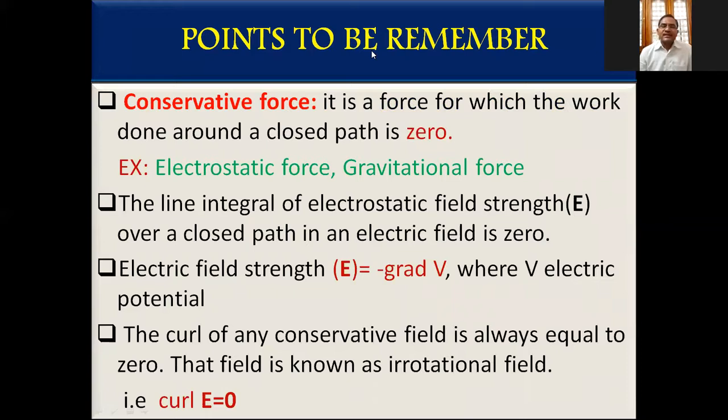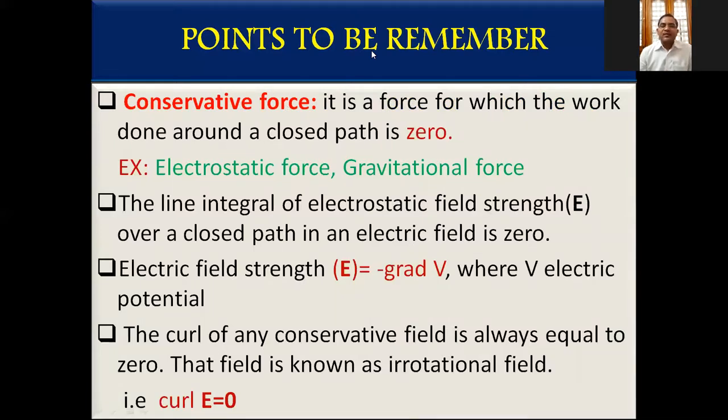And we also discussed the concept of conservative force. Electrostatic force and gravitational force are conservative forces. For any conservative force, the work done along a closed path must equal 0. So in moving a charge along a closed path, the work done equals 0. Any conservative field can be expressed as the negative gradient of potential. So here E bar equals minus grad V.